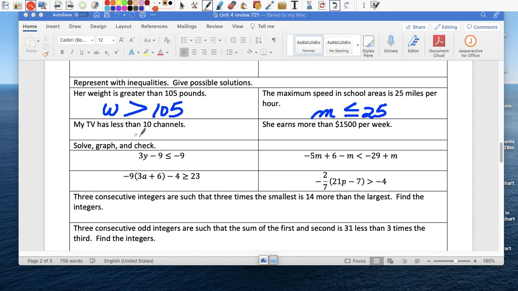And my TV has less than 10 channels. So I'm going to pick C for channels. Here's my 10. And the channels related to number 10 states that it has less than 10. Not 10, but less than 10.